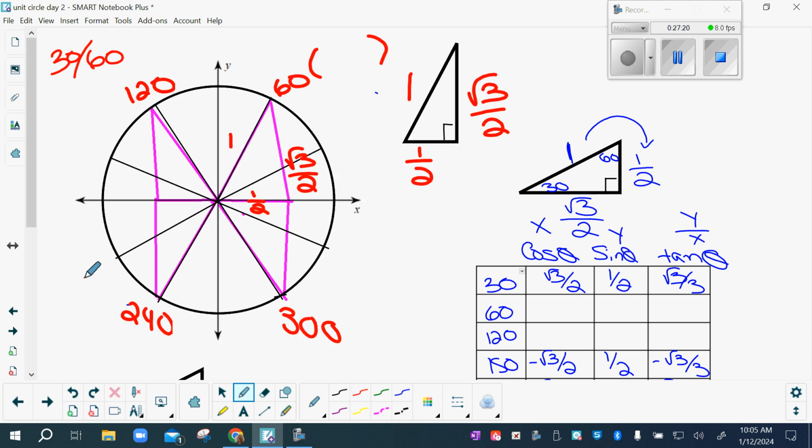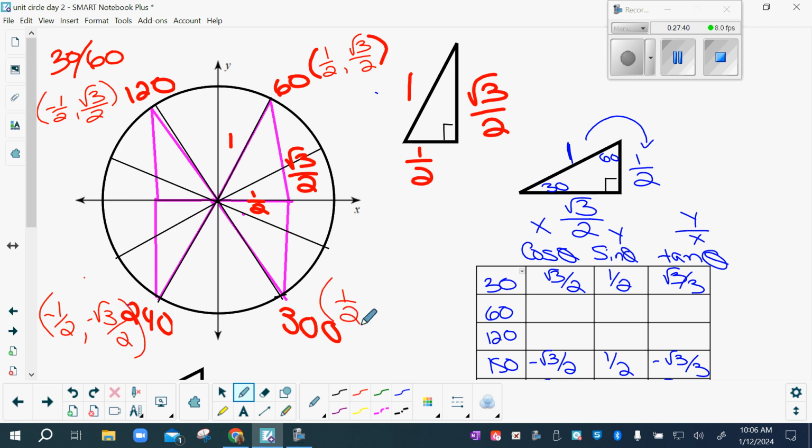There we go. 1/2, √3/2. Coming over here, -1/2, √3/2. Coming down here, -1/2, -√3/2. And finally, the last one, +1/2, -√3/2. Phew, so far, so good.